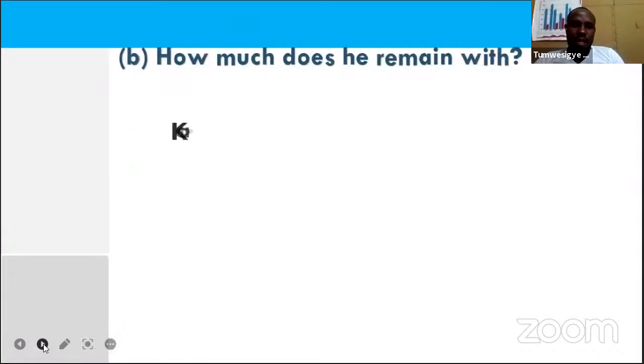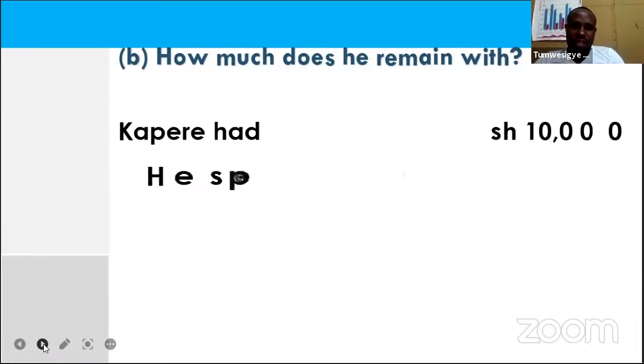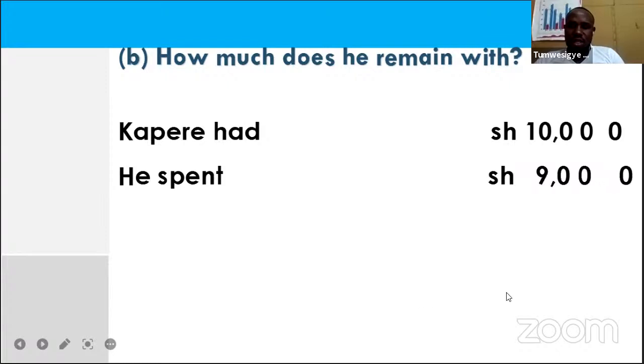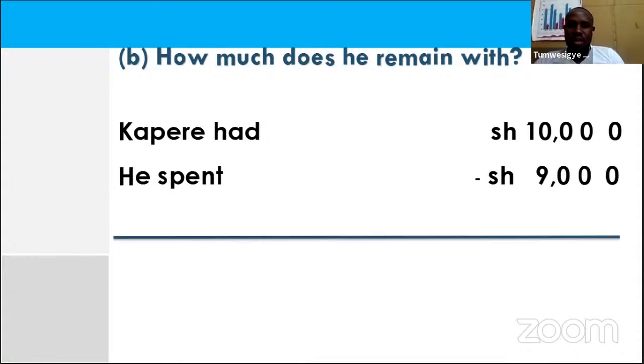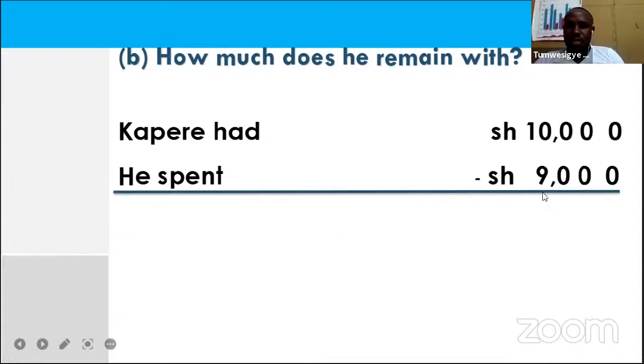Therefore, we shall say that this Kapere here had that 10,000 shillings. He spent 9,000 shillings, and we are going to subtract once again. Okay, I put my subtraction sign there, then I subtract. 0 minus 0 is 0. 0 minus 0, the answer is 0. And finally, 0 minus 0, the answer is 0.